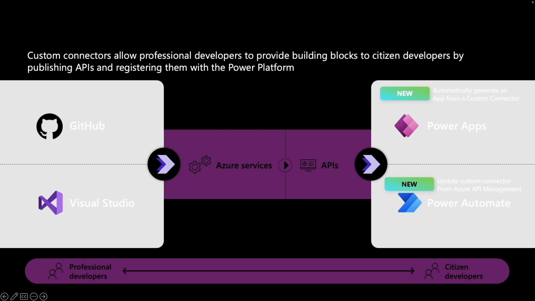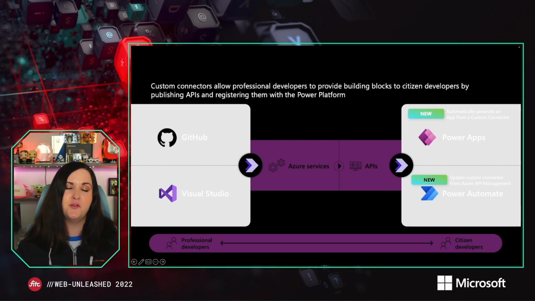And one of the cool things that was recently released as well is if you have a custom connector that you built from your API, there's a new option, sort of like that Figma integration that we mentioned with Express Design, to be able to generate an app automatically from your API. So it'll take the schema of your Swagger file and generate a Power App based off of that for you.